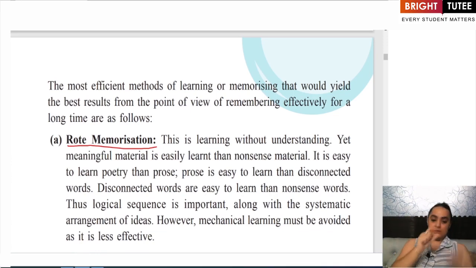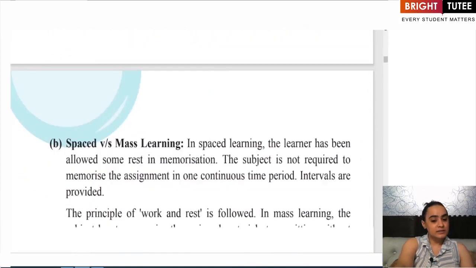Then a prose, a proper story, is easy to remember as compared to a group of words which have got no connection with them. These group of words which have got no connection to them are again easy to learn than words which are nonsense at all and do not make any sense. Therefore, even when we have to rote memorize something, the logical sequence of the same is very important, and the idea should be very systematically arranged for you to understand that well. So this was the first way in which we can learn something.